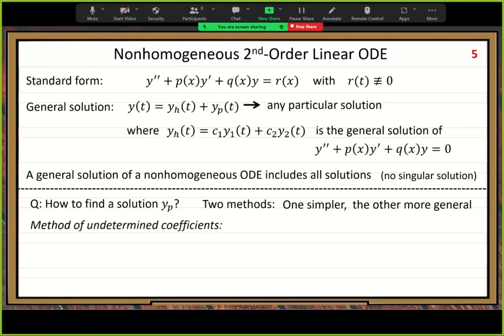Let me talk about the idea of the first method. The name of the method is called the method of undetermined coefficients. The idea is very simple.